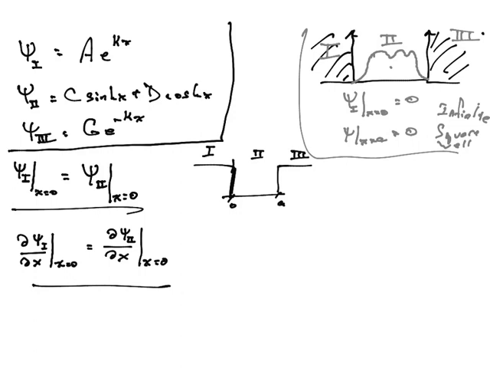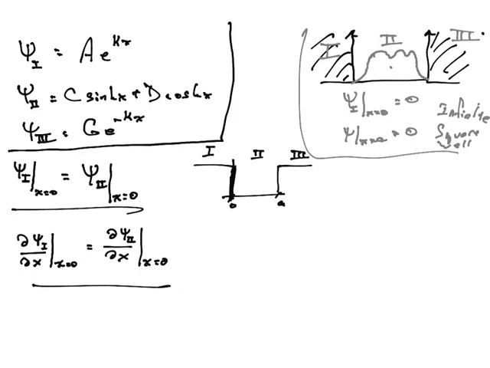So for the left part, that is this left wall here, this boundary, x is equal to 0, you have 2 conditions. The first condition is that the wave function must match on either side. So that is psi 1 at x is equal to 0 is equal to psi 2 at x is equal to 0. Also, the derivatives have to be equal as well. So the derivative of psi 1 at x is equal to 0 must be equal to the derivative of psi 2 at x is equal to 0.